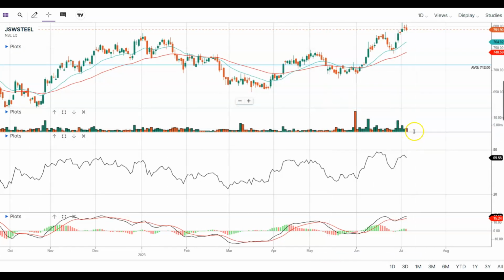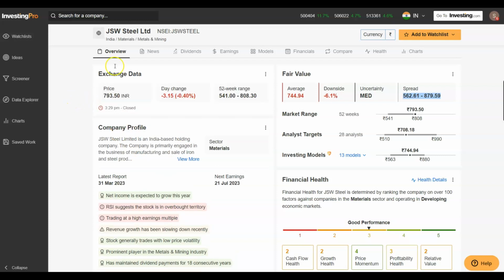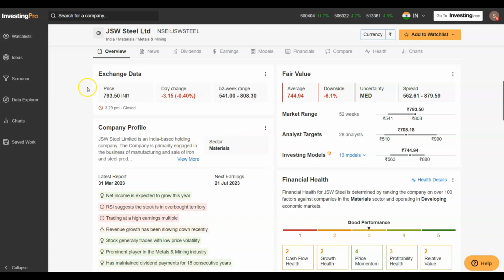The volume is at par with the normal day's volume, so the volume is not very high. It is comparable to the normal day's volume itself. Now let's look into the fair value for this stock. The fair value of JSW Steel is coming out to be 744.94, and the spread can be between 562 to 879. These are the pros and cons of this company. You can go through this and get to know more about the company.